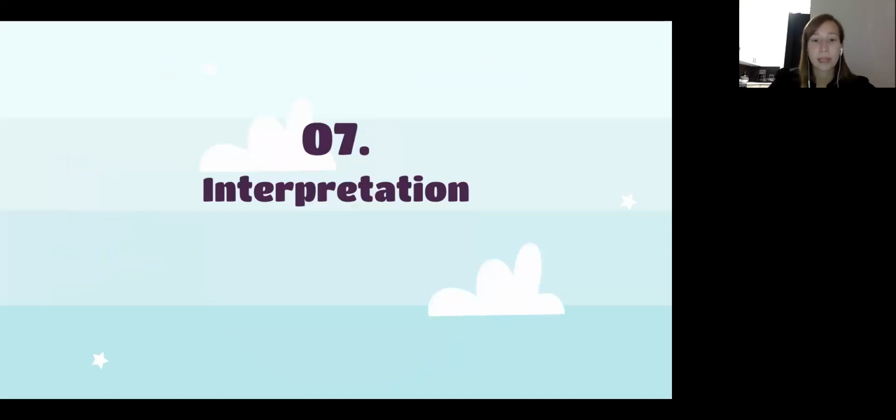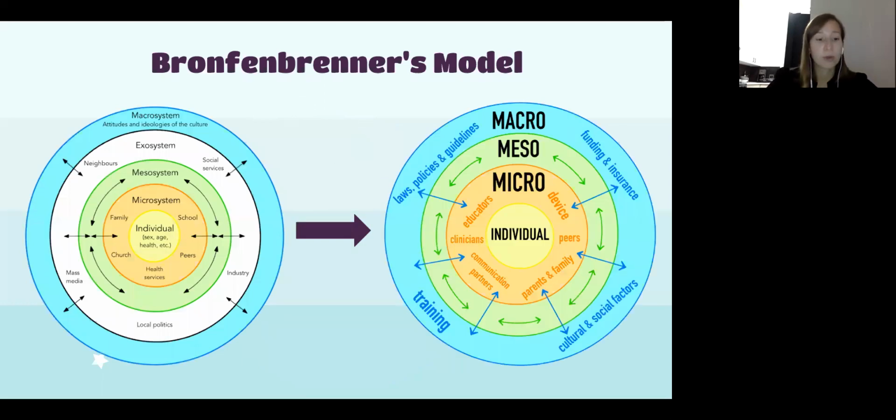With regard to the interpretation, when we analyzed our findings using Bronfenbrenner's model as a framework, we found that the micro-level components targeted the educators, teachers, clinicians, communication partners, parents and family, peers, and the AAC device itself. At the macro level, we identified the relevant components as being funding and insurance, cultural and social factors, laws, policies, and guidelines, and finally, training. When our 6 themes are applied to this model, we really see that the successful use of an AAC device depends on the complex interplay between all the levels and the components of this model.